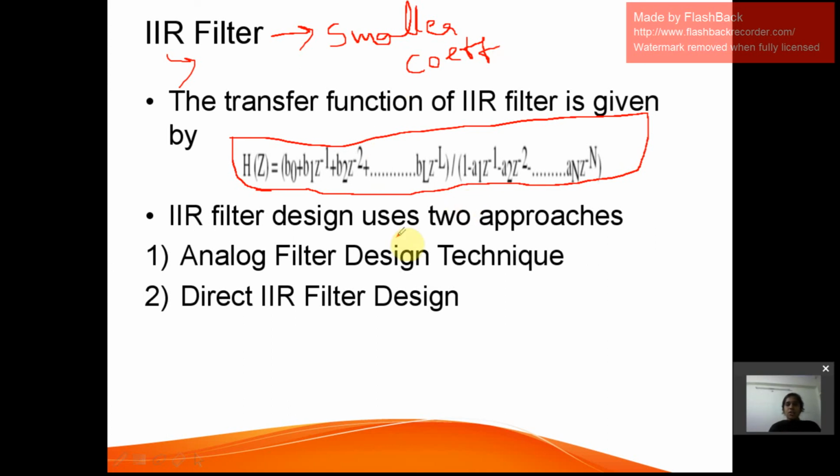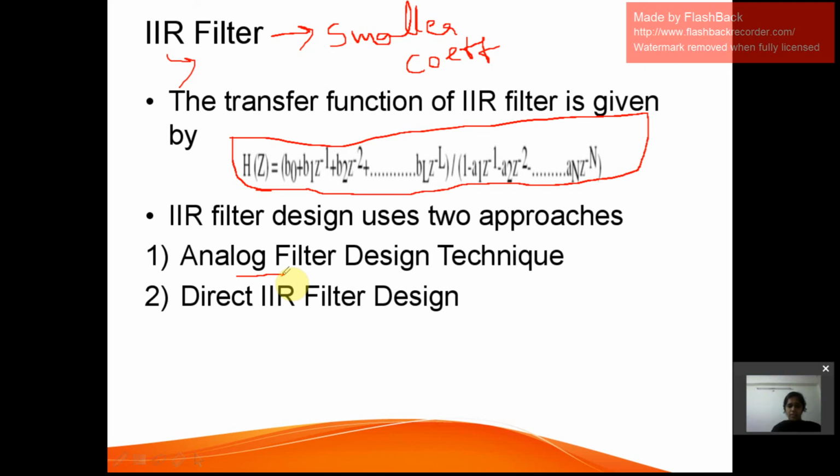Coming to these two approaches, in the analog filter design technique, as the name itself says, it is analog. It depends on certain analog filters like the Chebyshev filter, Butterworth filter, and elliptic filter, and it has to be designed with respect to some filter specifications. It has to satisfy specifications such as pass band ripple, stop band attenuation, and transition width, which is the width of the stop band minus the width of the pass band. Those need to be satisfied, and in such a way we are going to design it.